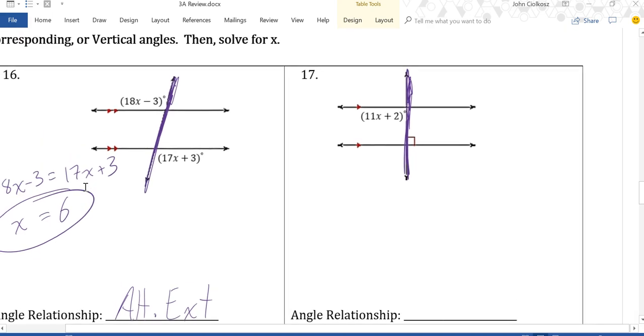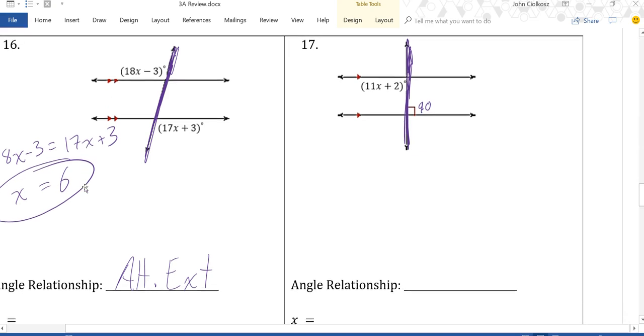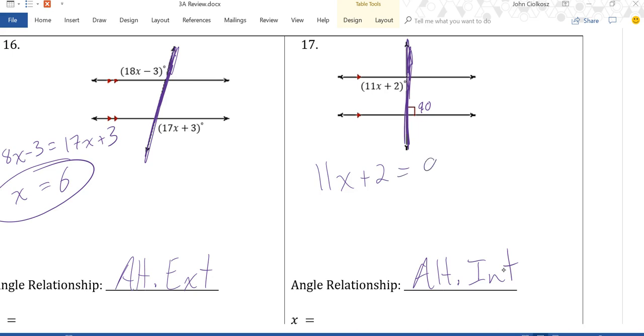Looking over here, we're given a 90-degree angle, so I'm going to go ahead and label that as 90. Now, I see I'm on the left and the right side, right? So that's alternate. And they're interior because we're between those parallel lines. So similarly, with alternate interior or exterior, we set them equal because they're congruent angles. Subtracting, dividing, and we get our answer.